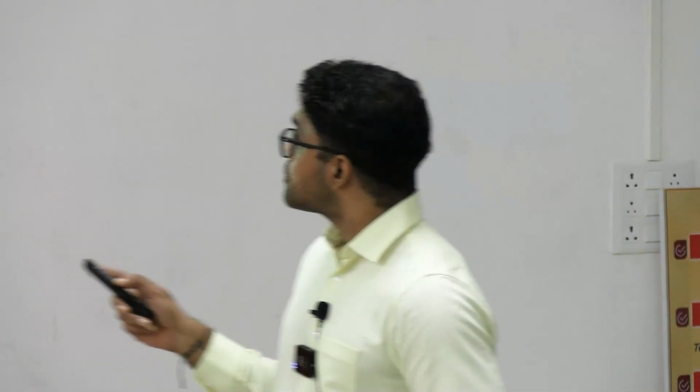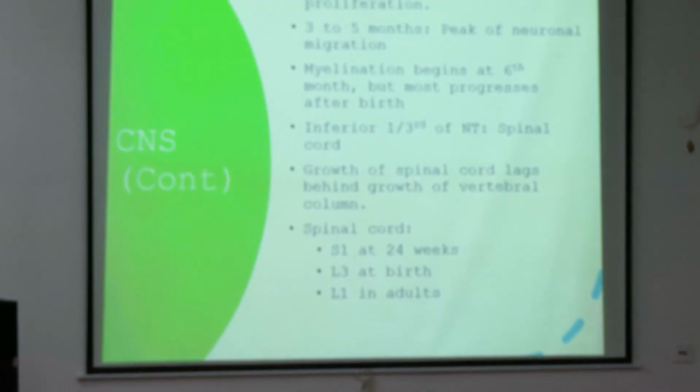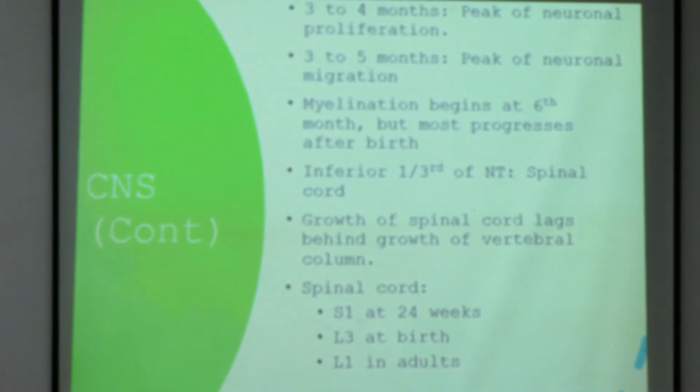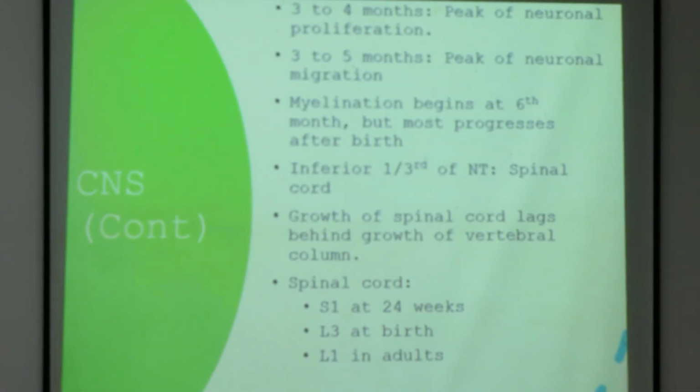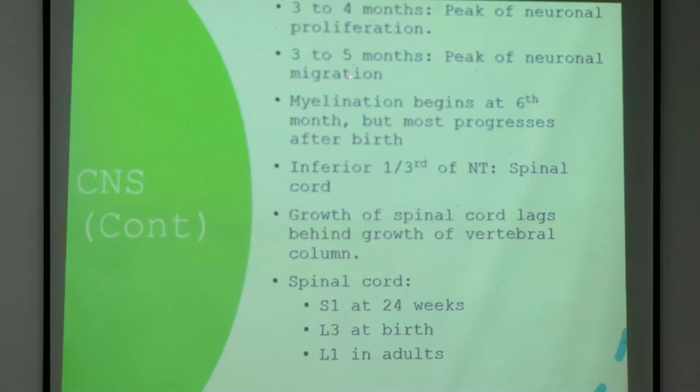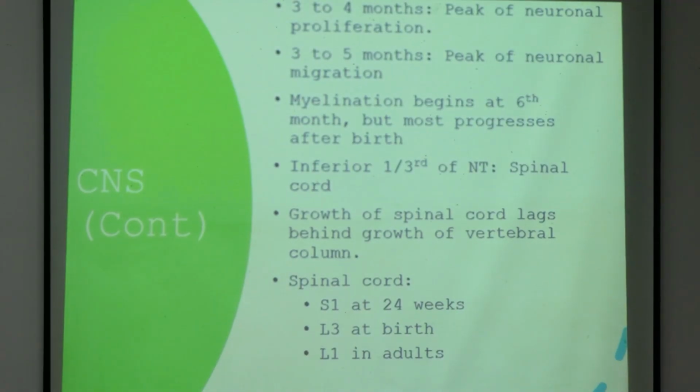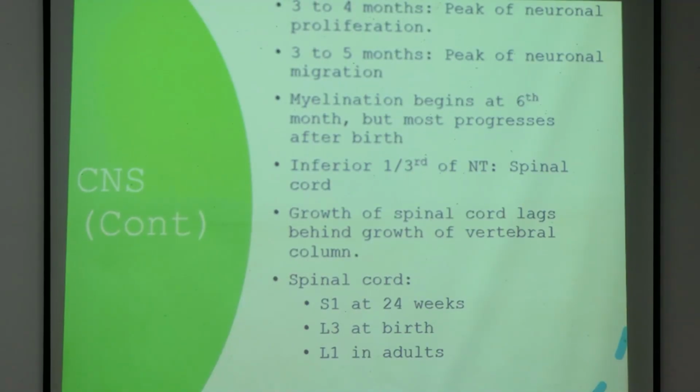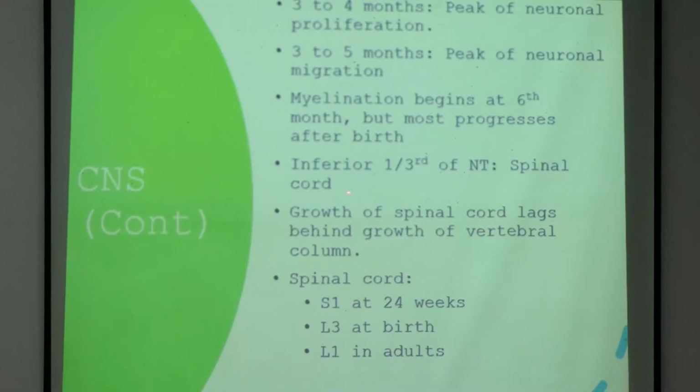The peak of neuronal proliferation is reached in 3 to 4 months. Migration. Why is there migration? The nerve cells have to migrate to different places, into the brain, into the spinal cord. So the peak of migration is in 3 to 5 months of pregnancy. The myelination begins in 6th month, but it progresses mostly after birth. So myelination has started, but it has not completed. It proceeds beyond birth.